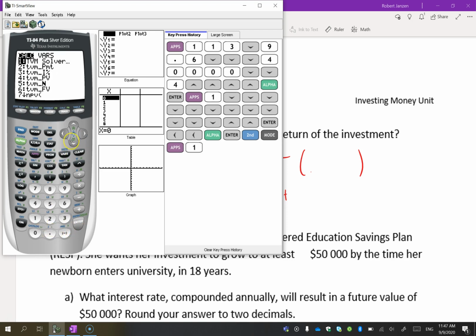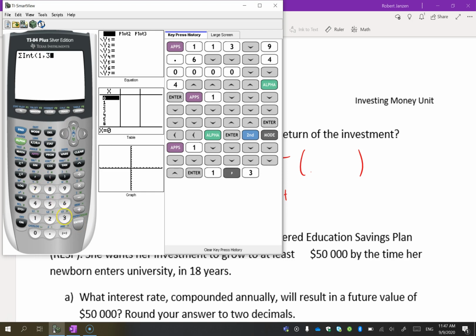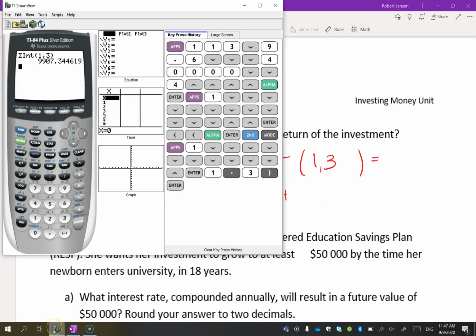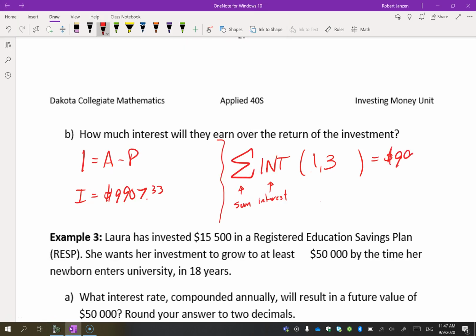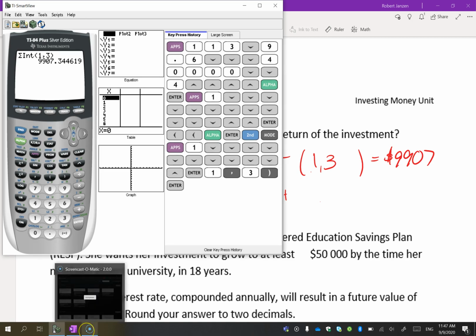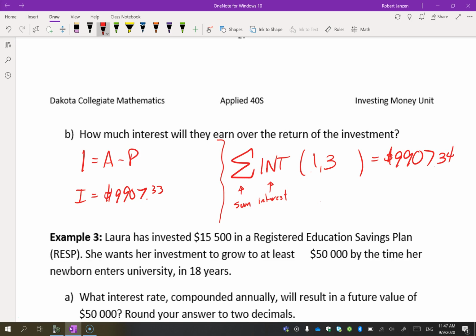Okay, so 1, let's go find. Okay, so now I need to go from 1 comma to 3. So from 1 year to 3 years, this will tell me how much interest I collected. So from 1 to 3, and what does it tell me? It says that I've collected $9,907.34. So it's a wee bit of a different answer, but not much.